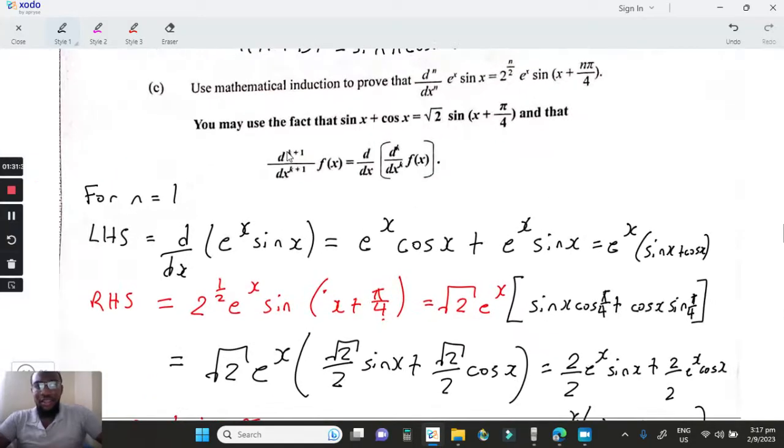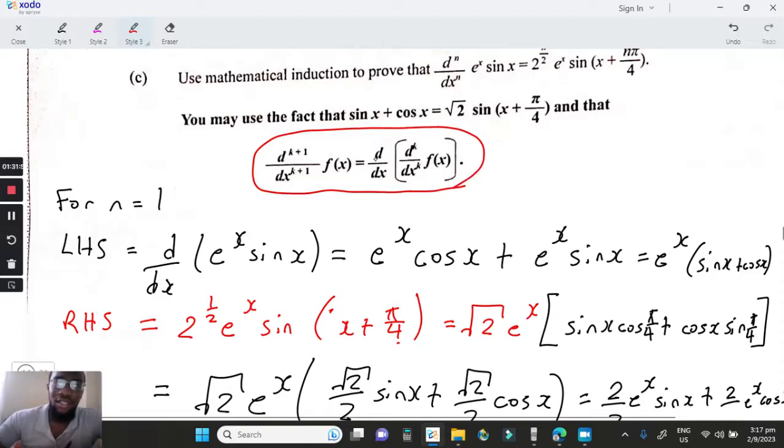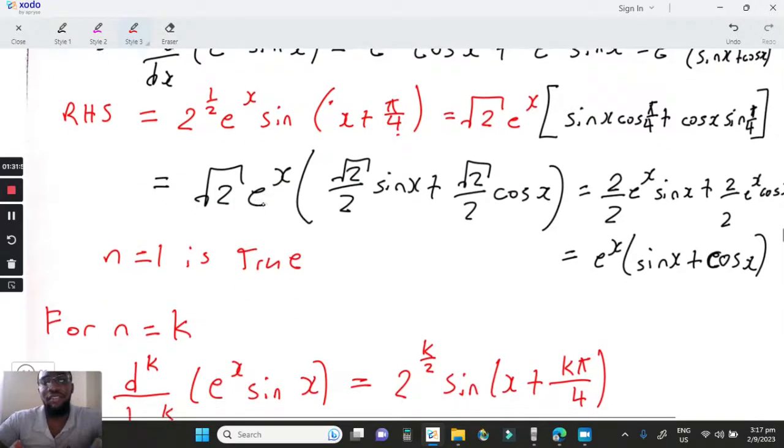Let's see if there's anything that we can use to help us. Oh, here it is. This is the fact that we need to use. So this is the one we're going to use in our question. That d to the k plus 1 of dx to the k plus 1 of the function of x is the derivative of the kth derivative.